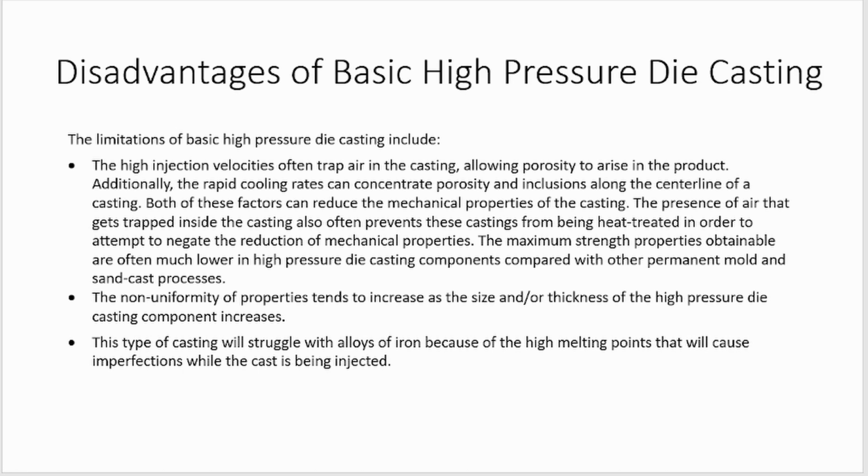The maximum strength properties obtainable are often much lower in high-pressure die casting components compared with other permanent mold and sand cast processes. The non-uniformity of properties tends to increase as the size and/or thickness of the high-pressure die casting component increases. This type of casting will struggle with alloys of iron because of the high melting points that will cause imperfections while the cast is being injected.